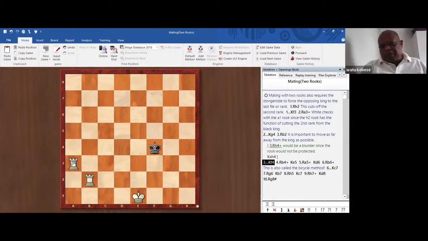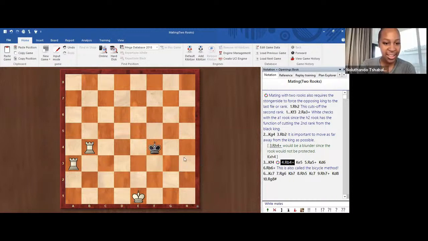Now we don't use this rook because this rook has actually created a barrier on the 3rd rank, right? We use the other one. We move up with the other one. Say check. The king must move. Notice that the king cannot move down now. Why? Because this rook is controlling the squares.